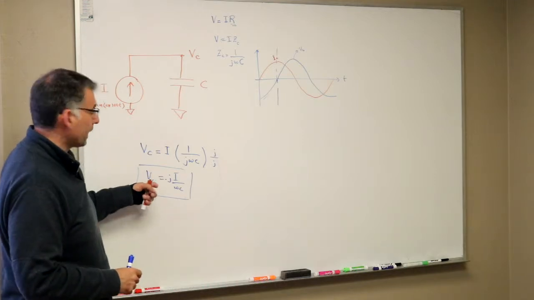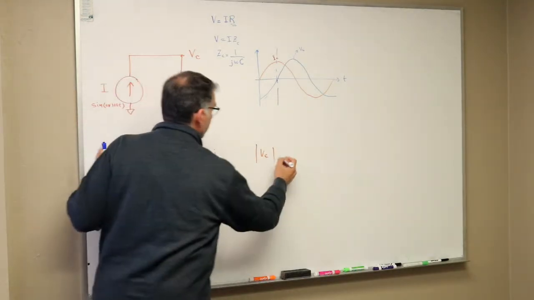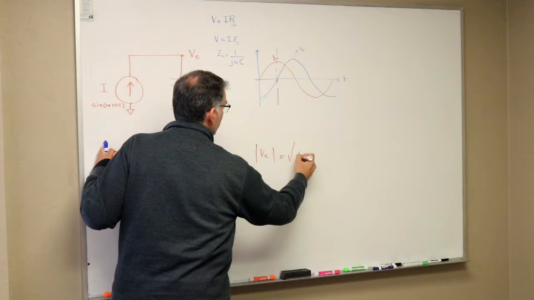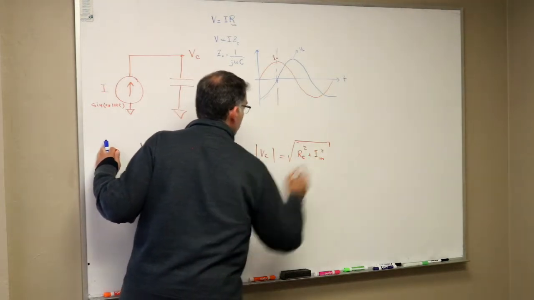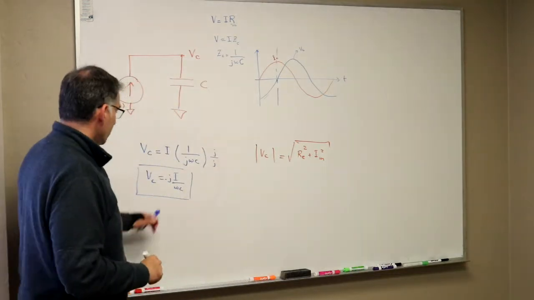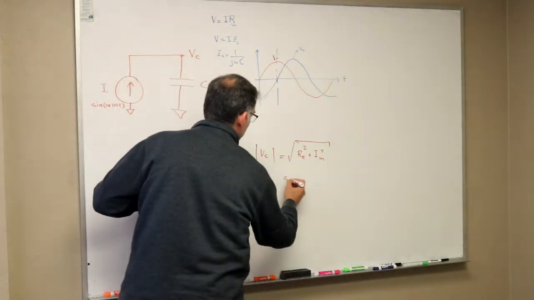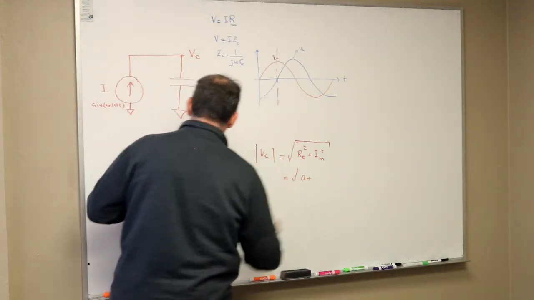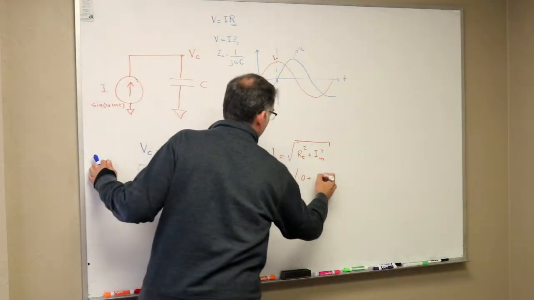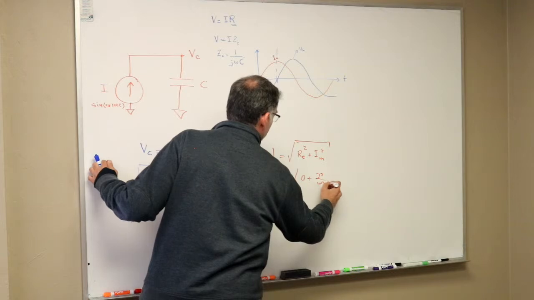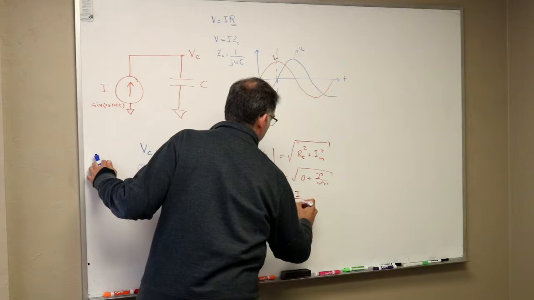So what is the magnitude? The magnitude of a complex number is equal to the square root of the real part squared plus the imaginary part squared. So what's the real part of this? Zero. What's the imaginary part of this? This, so I squared over omega squared C squared, which is just I over omega C.